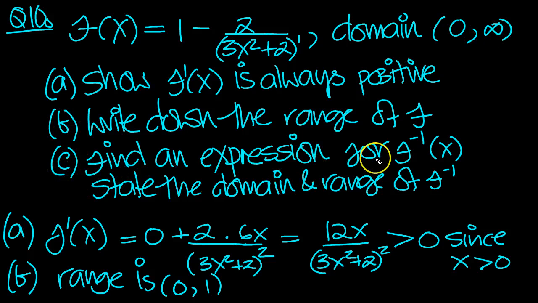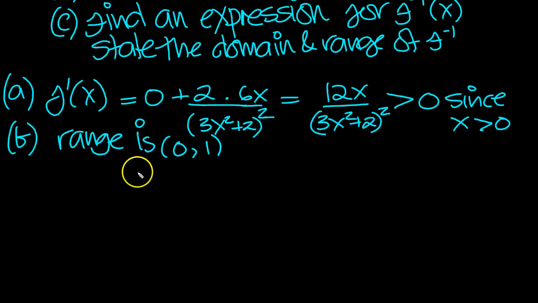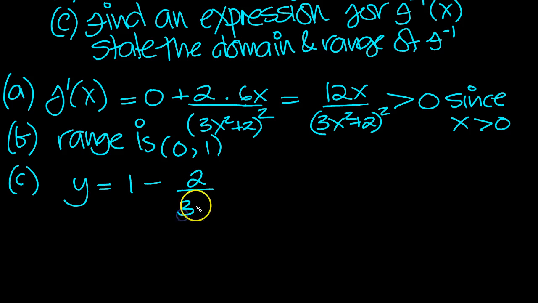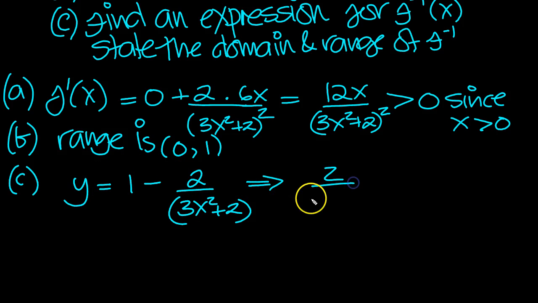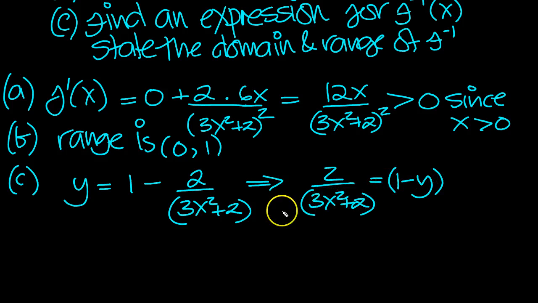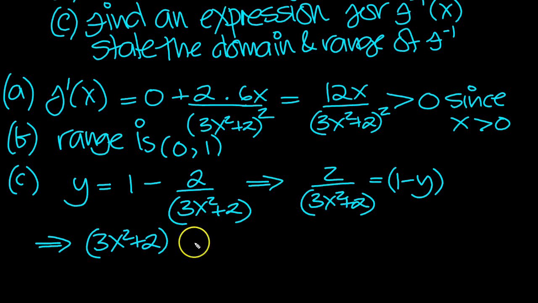Part C, find an expression for the inverse function and state its domain and range. So a bit of algebra is involved now. So we've got y equals 1 minus 2 over 3x squared plus 2. So I'm going to move things around now. I'm going to move this over to the left and flip its sign. And then I'm going to move the y over to be with the 1. Now I'm going to move this object up to times on the other side. I'm going to read it from right to left again. So that object is there, moved up to there, and the 2 over 1 minus y.